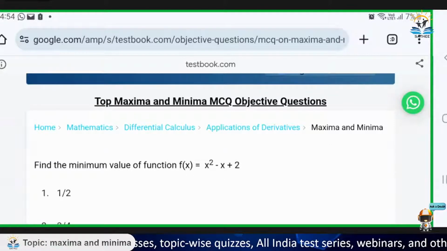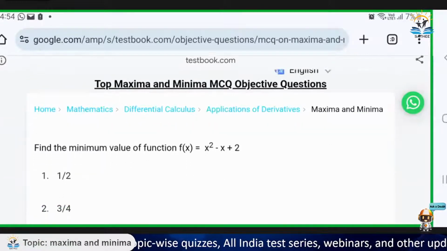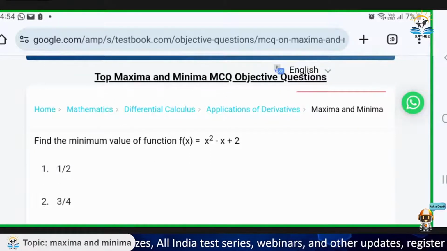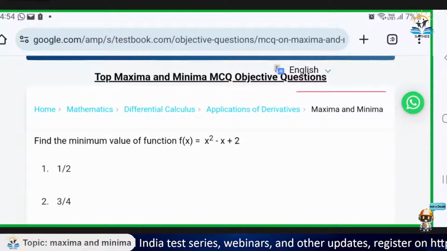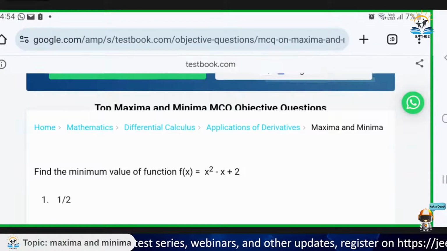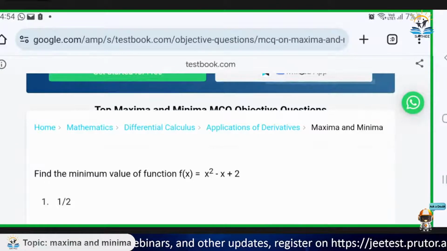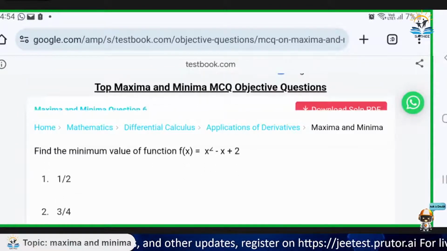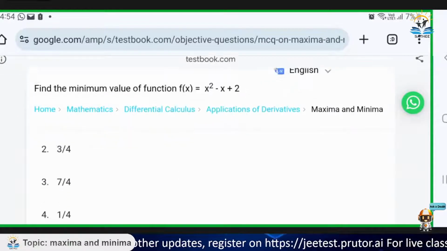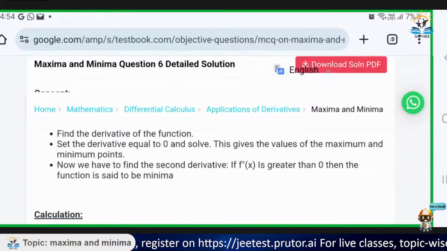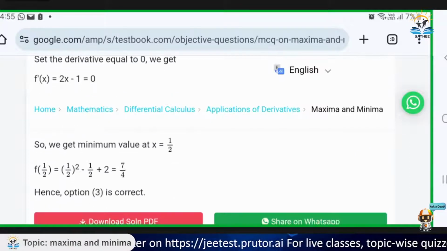Now here is another question where it is asked to find the minimum value of the function. Now this is again a basic question. Here we have been given a quadratic equation x square minus x plus 2. So this can be done by using graphs or by the second order derivative test. So these basic questions would be easy and can be done in very minimal time.